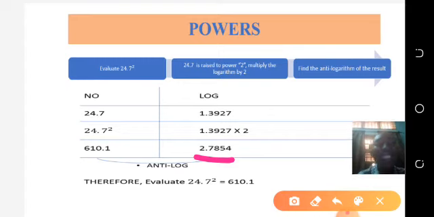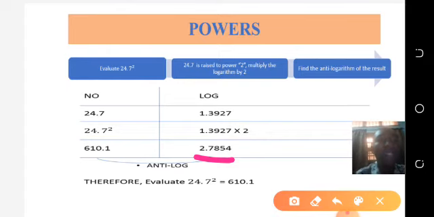Now, to place the decimal point, the characteristic is 2. When you add 1 to 2, it's going to give us 3. So that means we are going to place our decimal point to get our final answer at the back of the third figure, which is 0. So therefore, when you evaluate 24.7 raised to power of 2, it's going to give us 610.1.